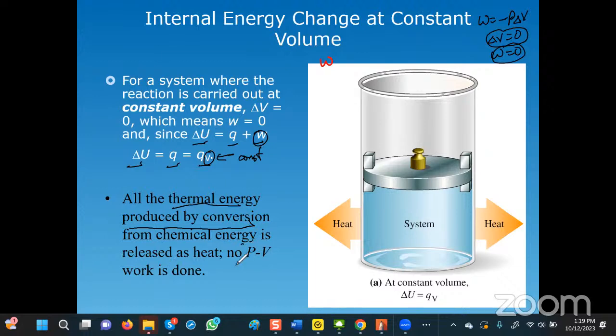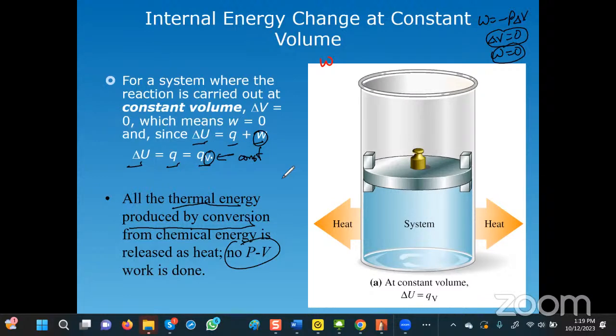And therefore there'll be no work being done, no PV work will be done in that sort of situation. Now, let me just say that in reality, in the vast majority of cases where it comes to chemical reactions, this will not happen, because it's very unlikely that you'll have a situation where the volume is held fixed unless you set up the experiment for this purpose, all right?